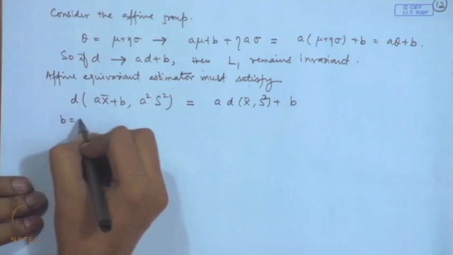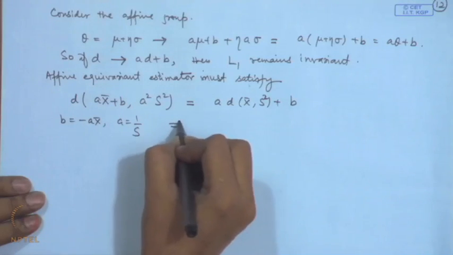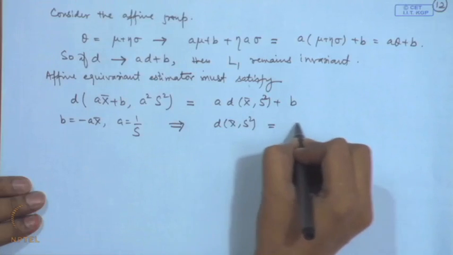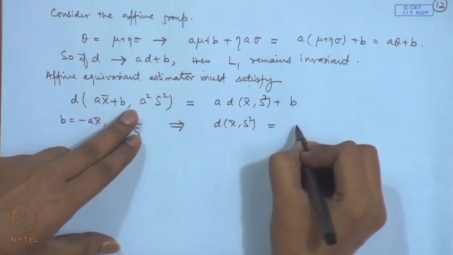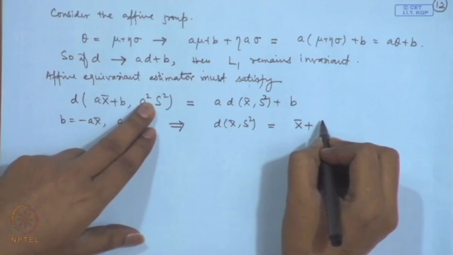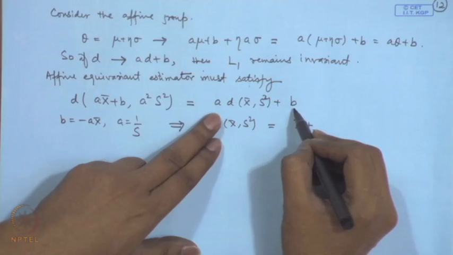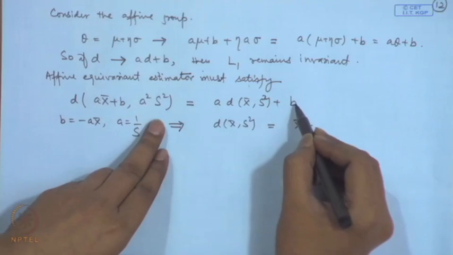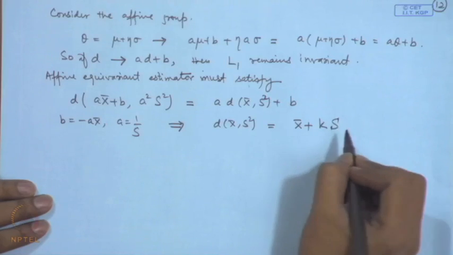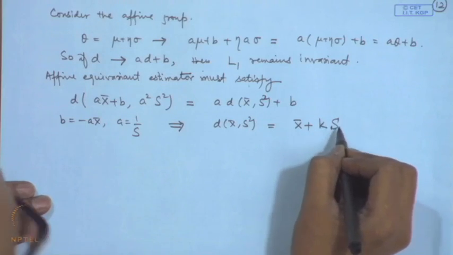So, if you choose b equal to minus a x bar and a equal to 1 by s, then we get the form of d(x bar, s square) as x bar plus, because this will become a constant, and we get minus a x bar and then we put 1 by s. So, s is multiplied by this constant plus this x bar. That is the form which is the same which we obtained for the estimation of mu.